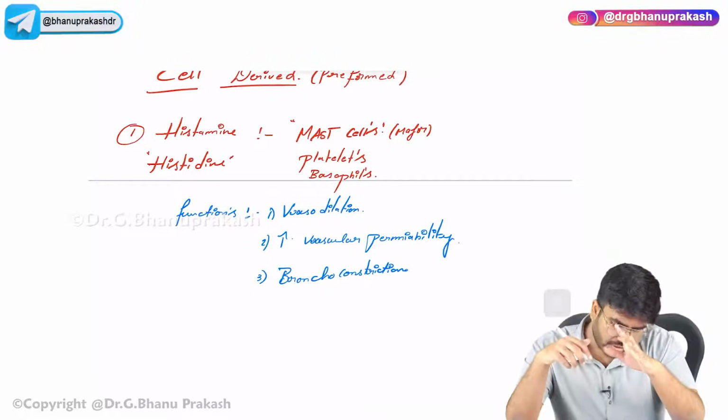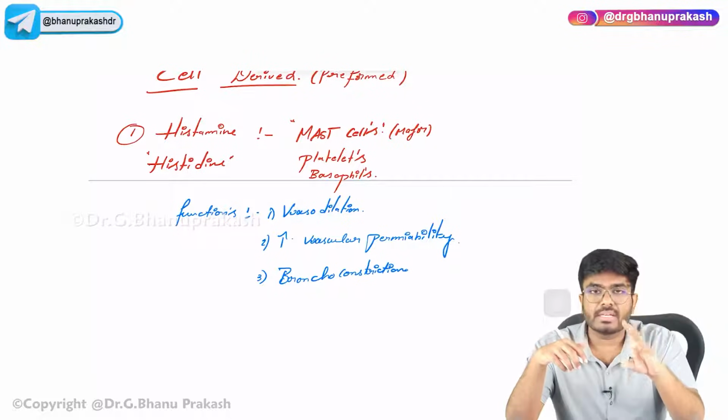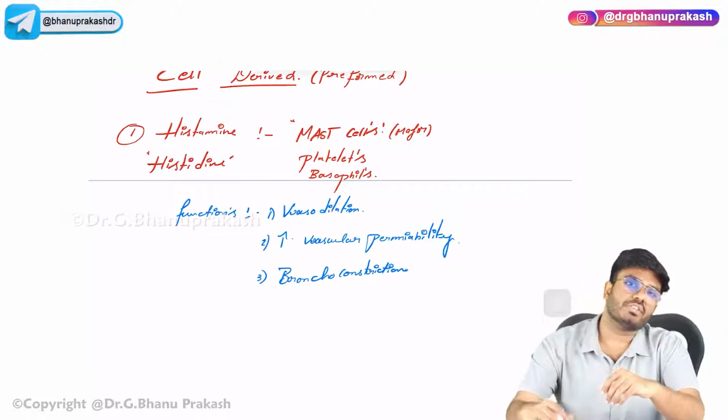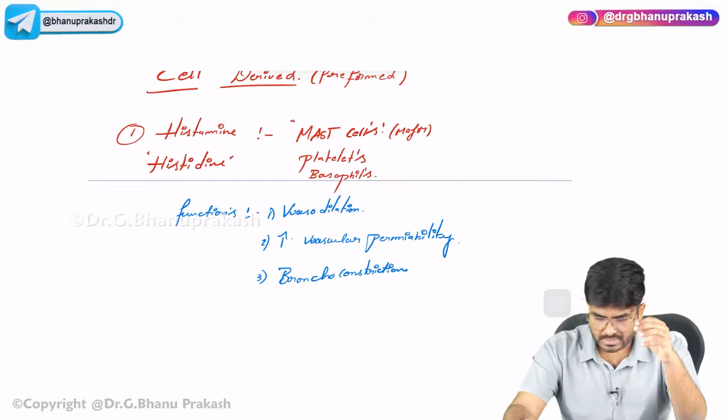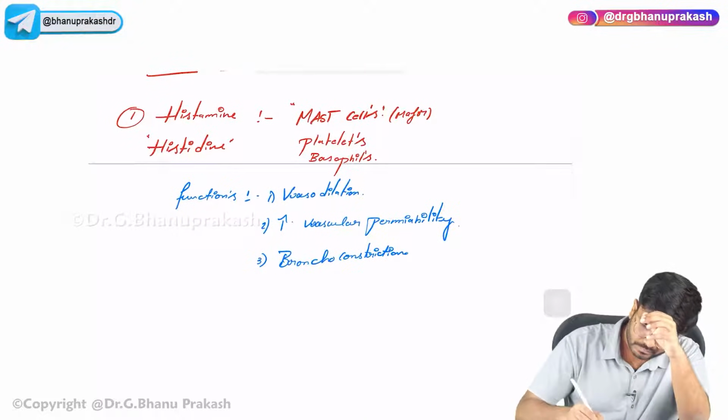Okay. So, what are the three functions of the histamine? Vasodilation, increased vascular permeability, and bronchoconstriction. Okay. After this, let's discuss serotonin.